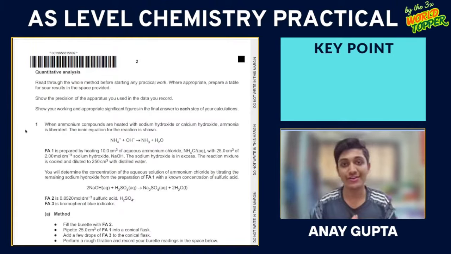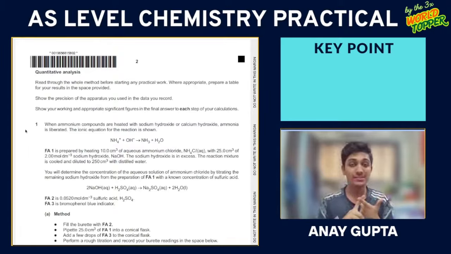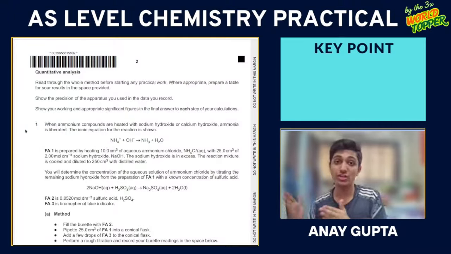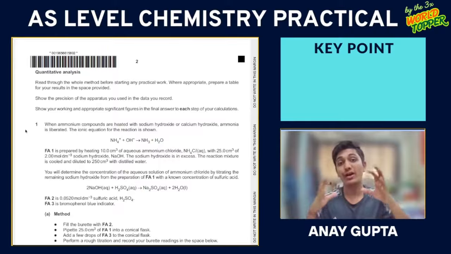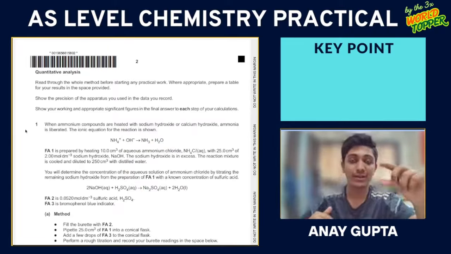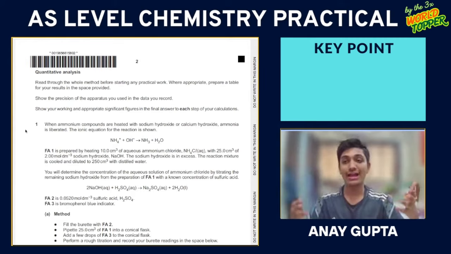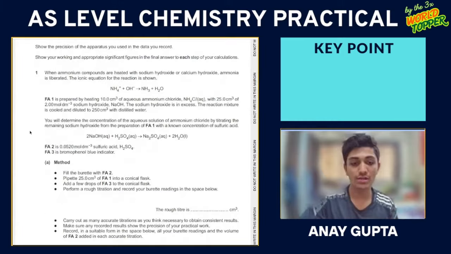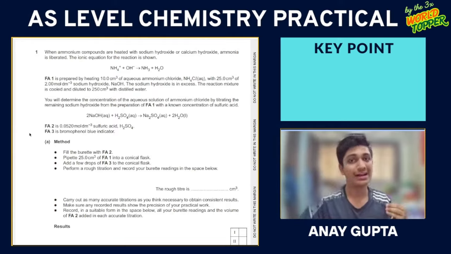Quantitative analysis generally consists of two or three questions: a titration experiment to find out the enthalpy change, or an experiment with a difference in mass methods, where you heat a compound and then weigh it and just calculate the difference in mass to determine the identity of the compound. For us, the first experiment over here was a titration experiment. Let's read through the questions and then we can explain further.